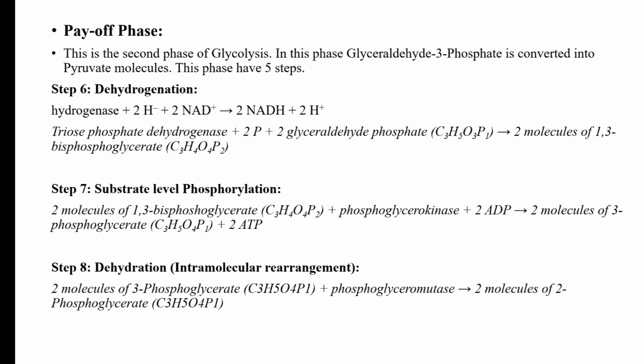2 molecules of ATP get produced by taking phosphate from the previous 2 molecules of 1,3-bisphosphoglycerate with the help of the enzyme phosphoglycerokinase. Step 8. Dehydration, which is an intramolecular rearrangement. 2 molecules of 3-phosphoglycerate in the presence of the enzyme phosphoglyceromutase result in the formation of 2 molecules of 2-phosphoglycerate.